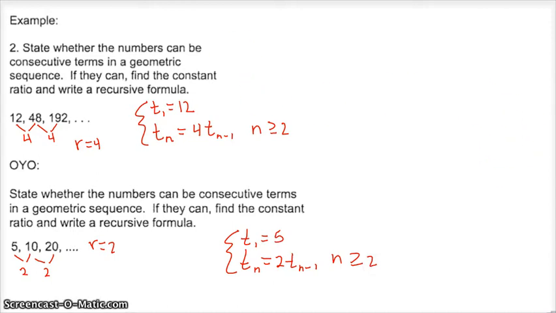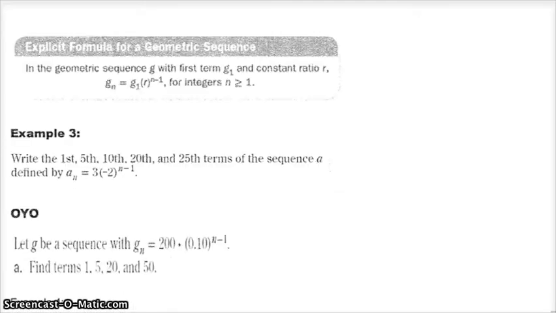Let's flip to the back and check out some explicit formulas. The beauty of an explicit formula is that you can go directly to a term number rather than having to find all the previous terms. This is especially helpful when trying to find large term numbers like the 20th term or the 50th term or even the 100th term. To find an explicit formula, I can use the general formula shown here. In order to write an explicit formula, I need the first term and the constant ratio or the constant multiplier. So, first things first, let's learn how to use an explicit formula.